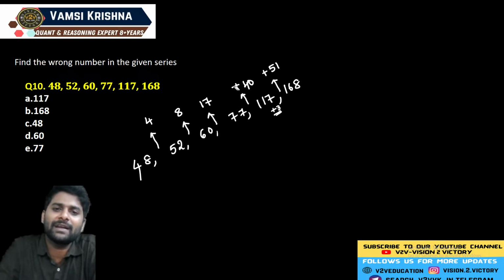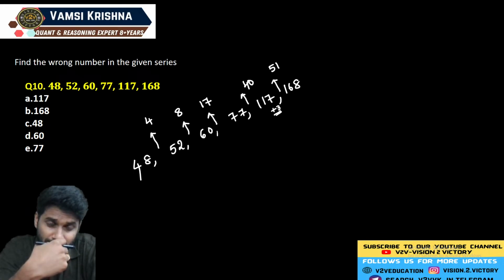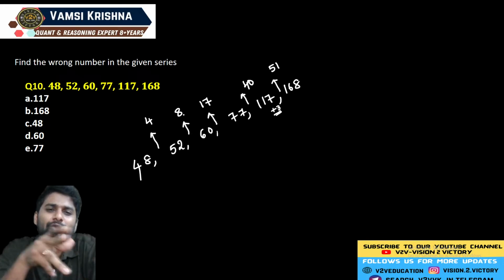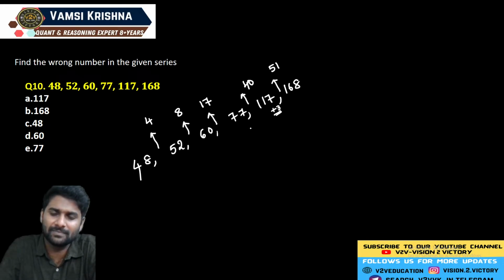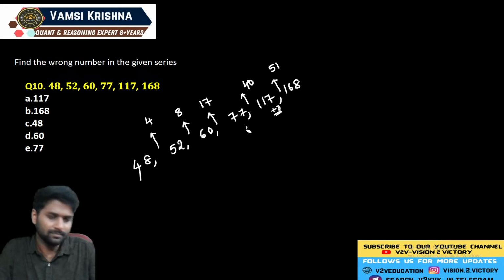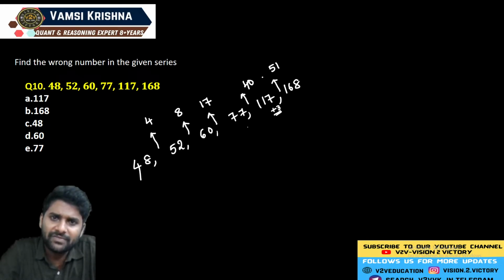So just find the pattern here. Then you will get what is the wrong number. Now 4, 8, see 4 twos are 8, 8 twos are not 17, guys. 17, 40, 51. See, then again just find the difference here. Just find the double difference. I'll check your comments, guys. So you can find the double difference here. It's 11 units. Here, see, it's a difference of 23 units.